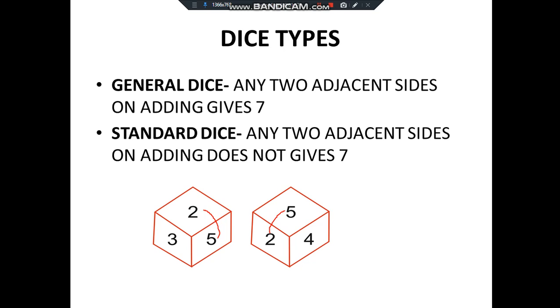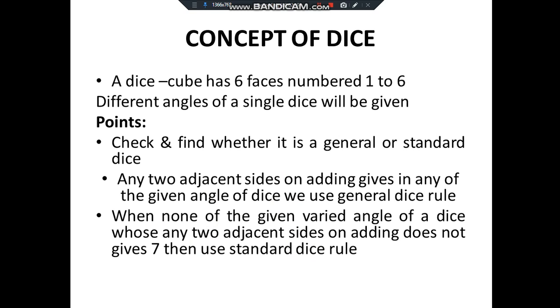If a dice is thrown 4 times and 4 positions are given, and if all the 4 positions do not give a value of 7 on adding any two adjacent sides of the given positions of dice, then it is a standard dice. It is just the vice versa of general dice. Got my point? Okay. Now I'll give you some points to remember, like how to solve a dice problem.